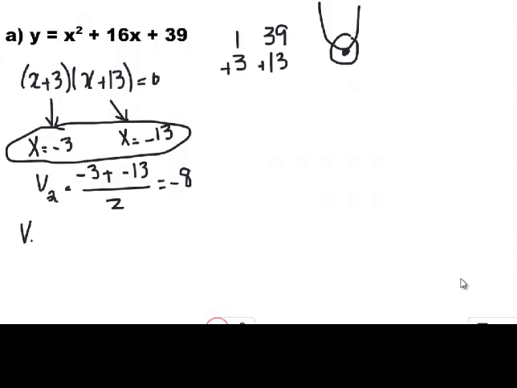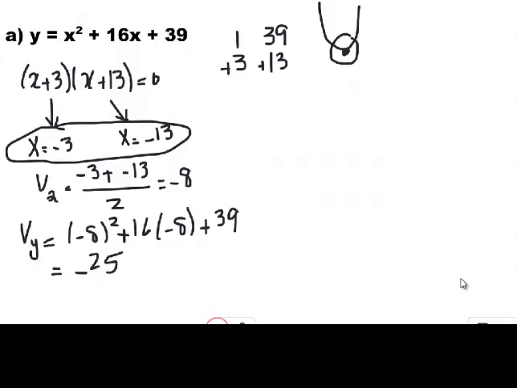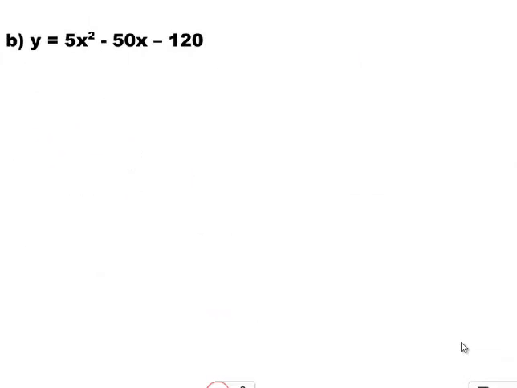I get v sub y is negative 8 squared plus 16 times negative 8 plus 39. If you simplify this one, we are going to get negative 25. The next question says 5x squared minus 50x minus 120. Again, because the leading coefficient is plus 5, the parabola opens upward, so it's a minimum.